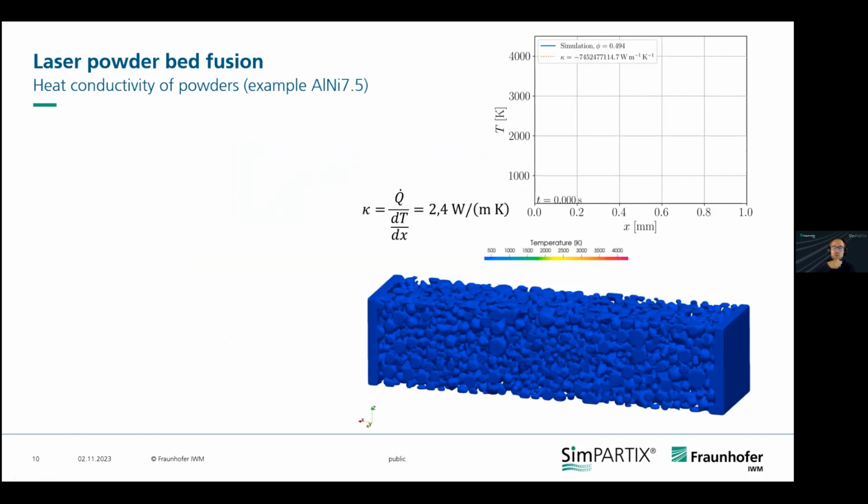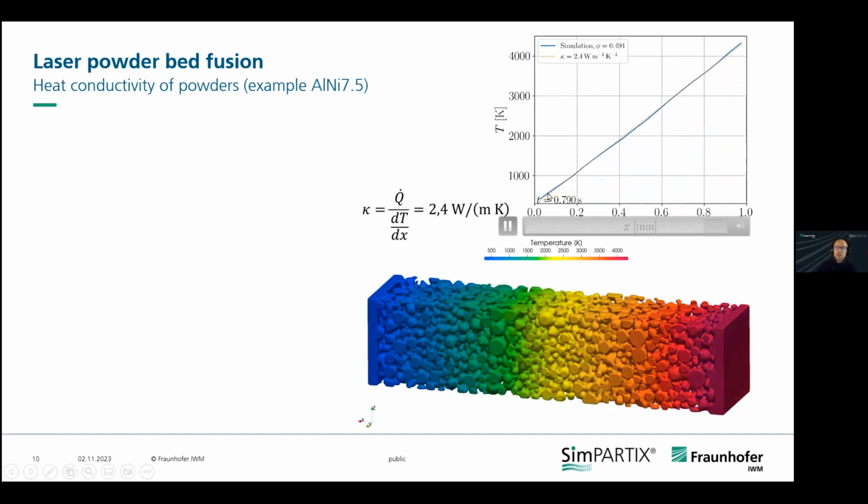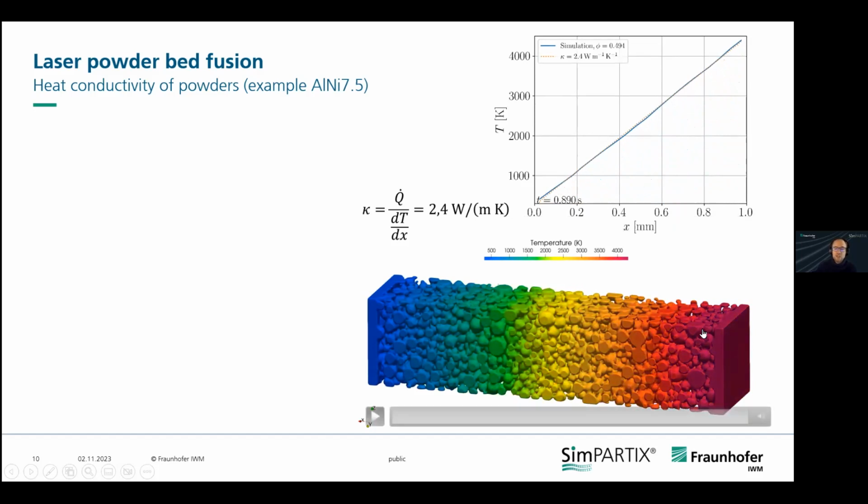What do we need to consider if we want to model this process? One of the most important parts is actually the heat conduction. Let me explain why. What you see here is a powder bed, and what we model is a heat source coming from the right. The temperature is color-coded, and you see the temperature gradient being formed. So there is a heat transfer going from right to left.